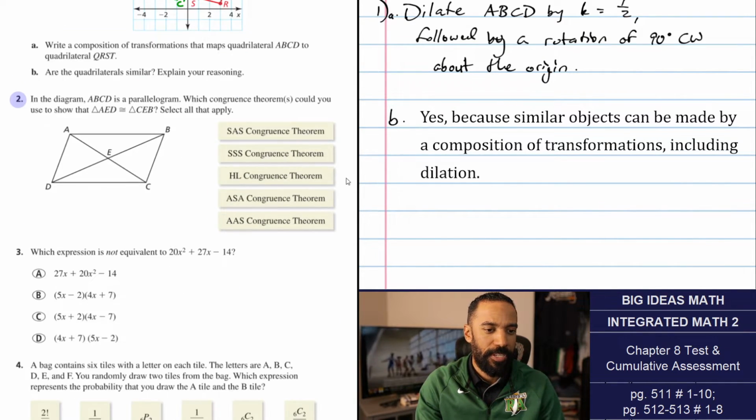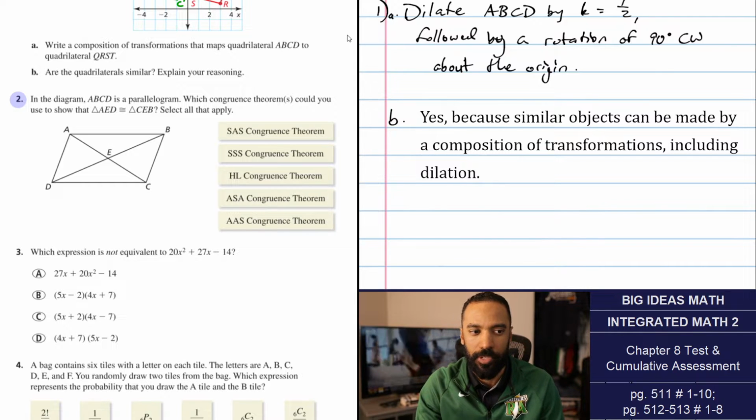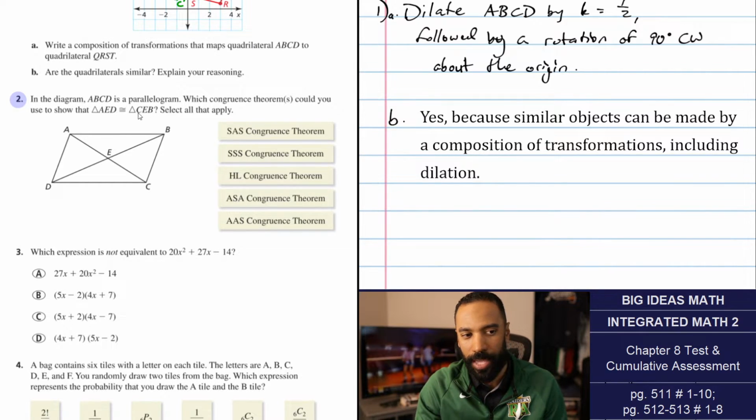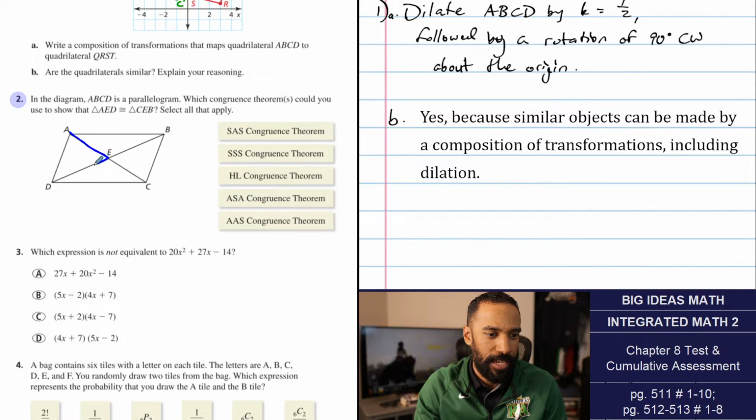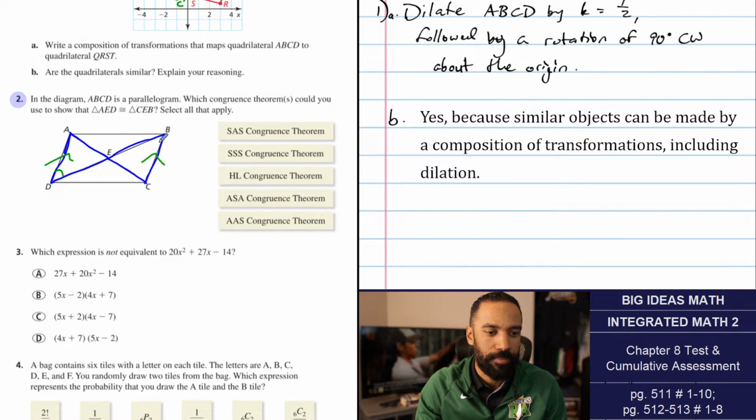In the diagram, ABCD is a parallelogram. Which congruence theorems could you use to show that triangle AED is congruent to triangle CEB? Select all that apply. Here's AED. Here's CEB, and this is a parallelogram. A parallelogram has several properties. Let's start with its definition: opposite sides are parallel. When opposite sides are parallel, alternate interior angles are congruent. You could use the vertical angles that are congruent. And you could say that diagonals bisect each other.